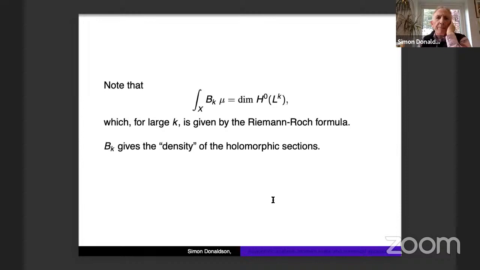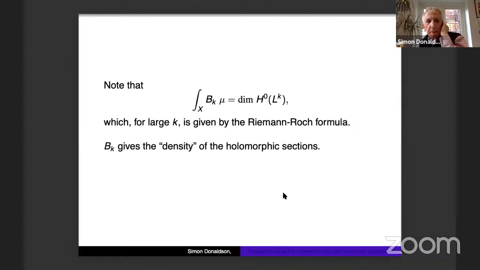And notice that from the definition, if we integrate the Bergman function multiplied by our volume form mu, then we get the dimension of the space of sections. And in our context, at least when k is sufficiently large, that dimension will be given by the Riemann-Roch formula, something we know how to write down in terms of topological invariants of the situation.